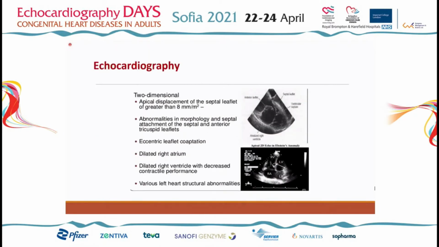Echocardiography shows the typical apical displacement of the septal leaflet, which is greater than 8 mm, abnormalities in morphology and septal attachment of the septal and anterior tricuspid leaflets, eccentric leaflet coaptation, dilated right atrium, dilated right ventricle with decreased contractile performance, and various left heart structural abnormalities.